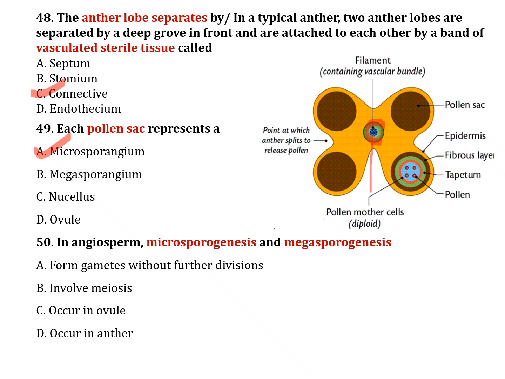The next question, number 50. In angiosperm, microsporogenesis and megasporogenesis: option A, form gamete without further division; option B, involve meiosis; option C, occur in ovule; option D, occur in anther. Correct answer is option B, involve meiosis.